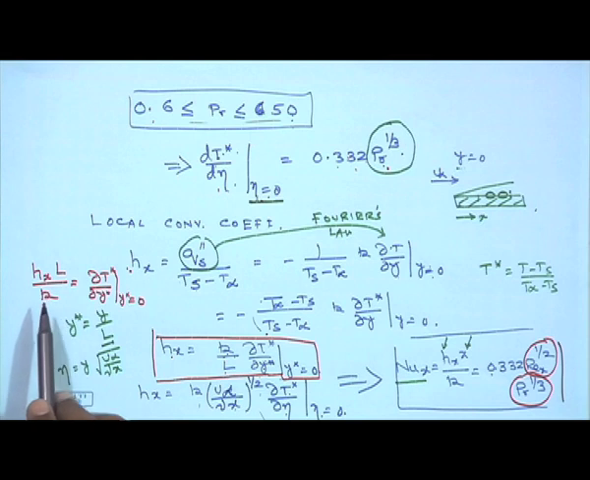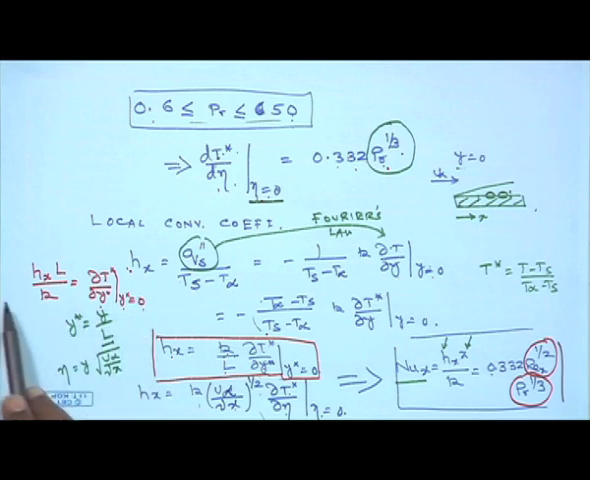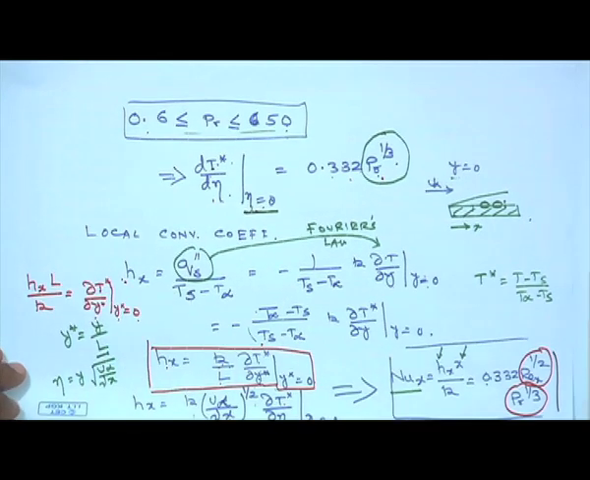So, the true definition of Nusselt number, if you look at this expression once again, is the dimensionless temperature gradient at the solid liquid interface. So, the scientific definition of Nusselt number is therefore the dimensionless temperature gradient at the solid liquid interface.